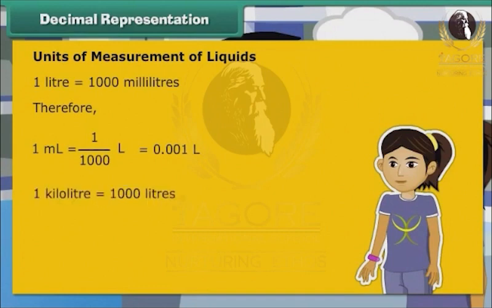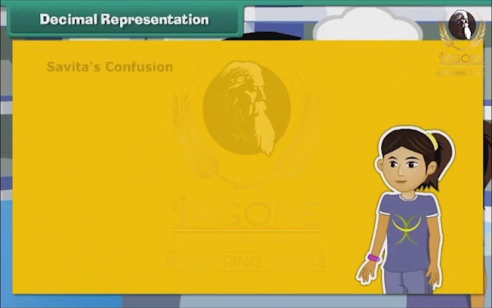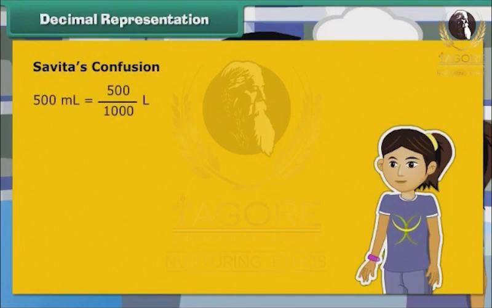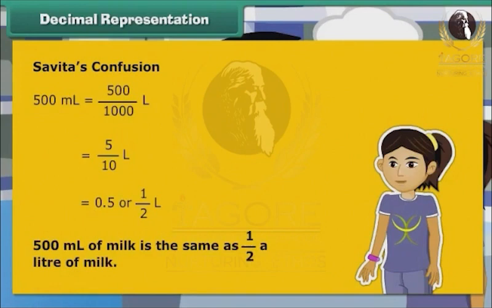1 kiloliter is equal to 1000 liters. Therefore, 1 liter is equal to 1 by 1000 kiloliter. That is equal to 0.001 kiloliter. Now, we revisit Savita's confusion. 500 ml is equal to 500 by 1000 liter. That is equal to 5 by 10 liter. That is equal to 0.5 or 1 by 2 liter. 500 ml of milk is the same as 1 by 2 a liter of milk. Savita is now relieved.